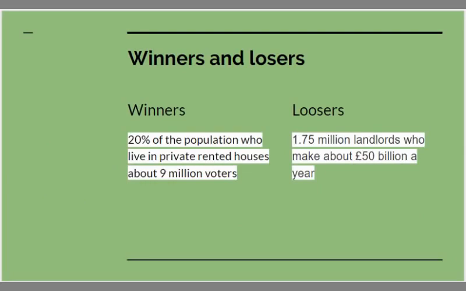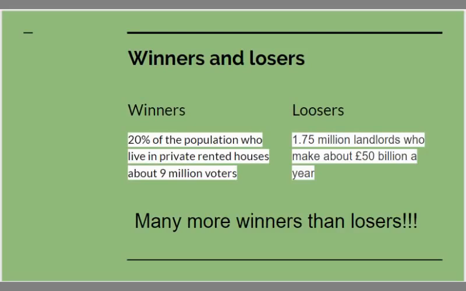Who are the winners and losers here? Well, 20% of the population live in private rented houses. That's 9 million voters. The losers are 1.75 million landlords, who are currently making about 50 billion a year out of us. Clearly, there are many more winners than losers. And that's what counts in electoral politics. That's what counts if you're going to put this to a referendum.